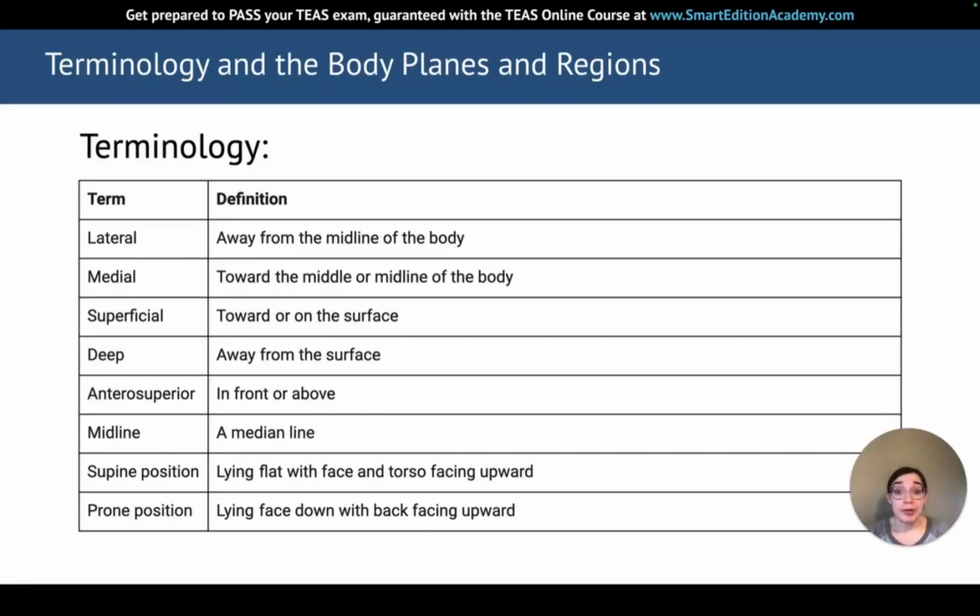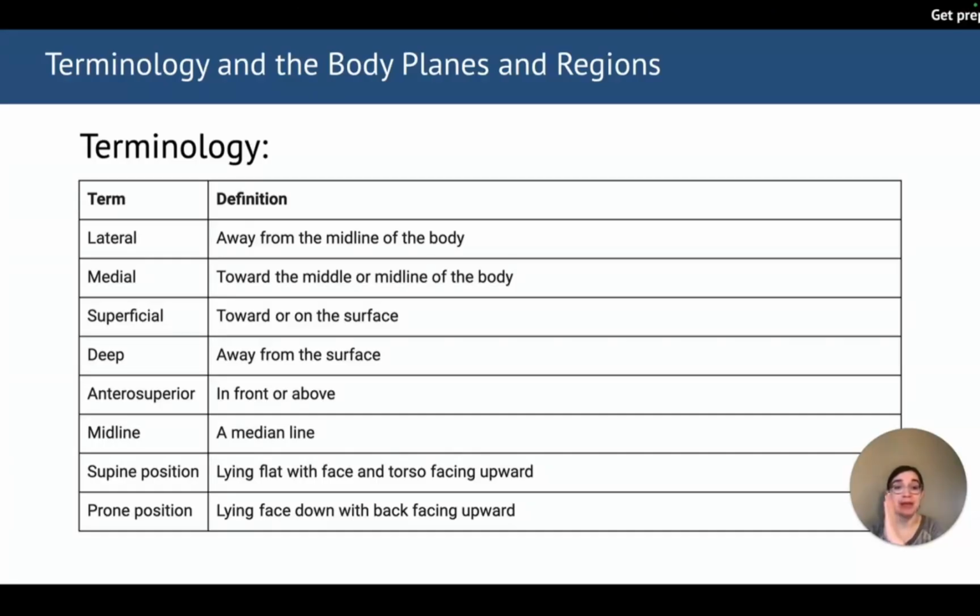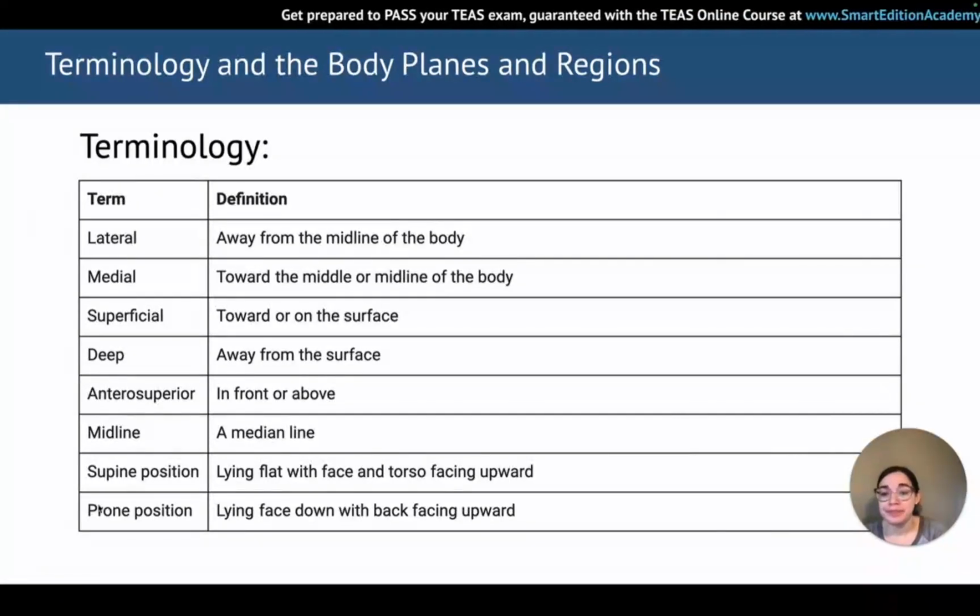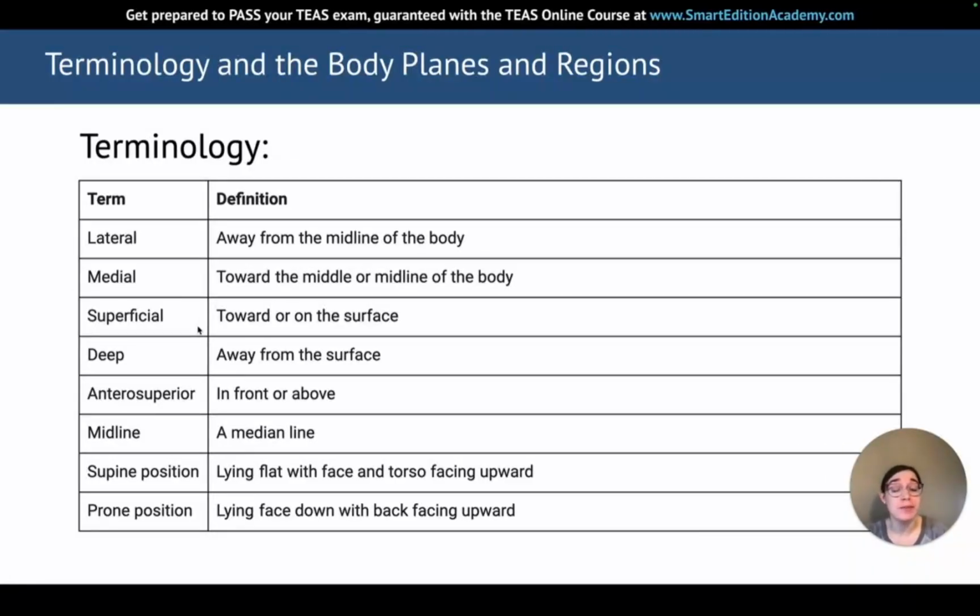The word lateral means away from the midline of the body, while the word medial means toward the middle or midline of the body. So if you draw a line straight down the middle of the body, dividing it into equal right and left halves, medial would be towards that line, lateral would be away from that, further out from that. The word superficial means toward or on the surface of the body, while the word deep means away from the surface, so closer to the inner parts of the body.